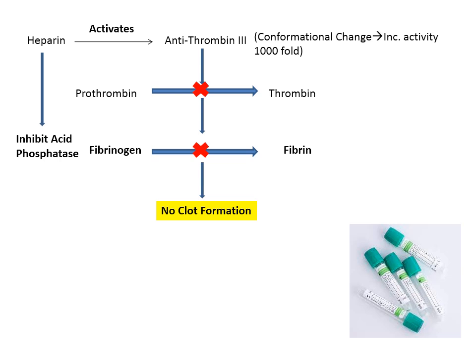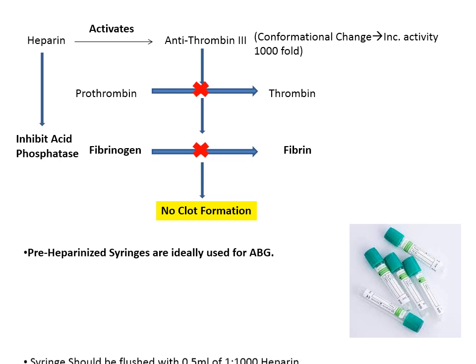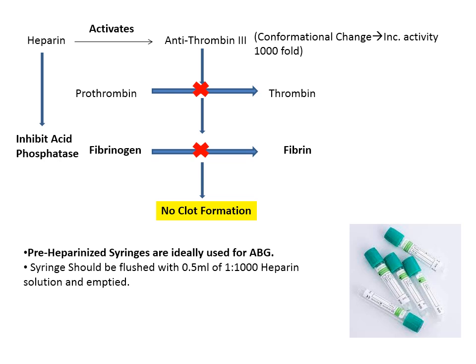Heparin is the anticoagulant of choice for arterial blood gas analysis or ABG. Pre-heparinized syringes are ideally used for arterial blood gas analysis. In places where we don't have pre-heparinized syringes, the syringe should be flushed with 0.5 ml of heparin in a ratio of 1:1000 solution and emptied.